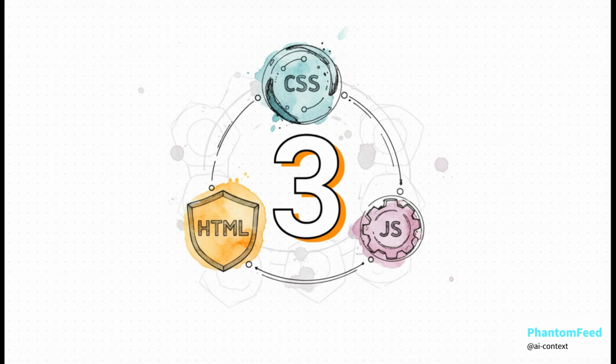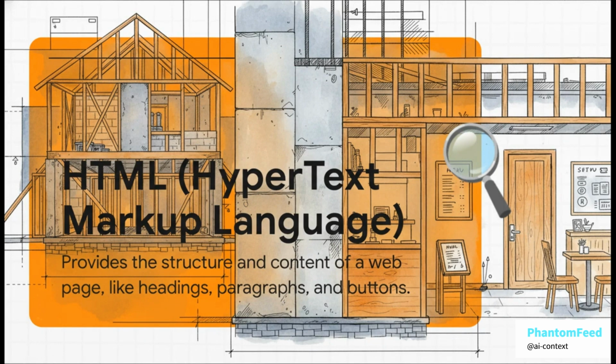Let's meet them. First up, we have HTML. Think of HTML as the architect's blueprint, or maybe the bare-bones structure of the building. It's the stuff that says, this is a heading, this is a paragraph, over here is a button. In our restaurant, HTML is what builds the walls, places the tables and chairs, and hangs the door. It's the essential, non-negotiable skeleton.